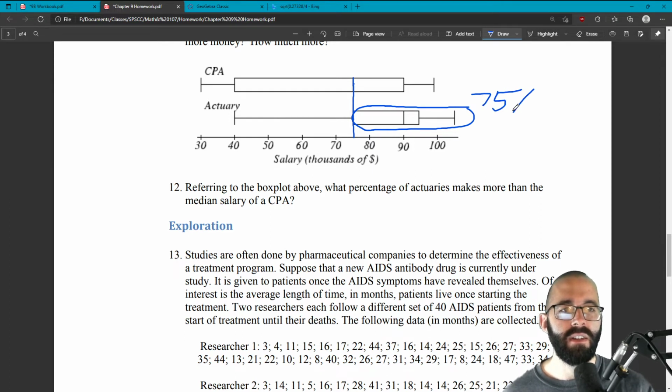75%. I should have typed that, not drawn it. But the median right here is 75. How many actuaries make more than 75K a year? 75% of them, because this is the first quartile for actuaries. All right. There's a very big difference between the minimum and the first quartile, which is kind of interesting. And that's how you do something like this.